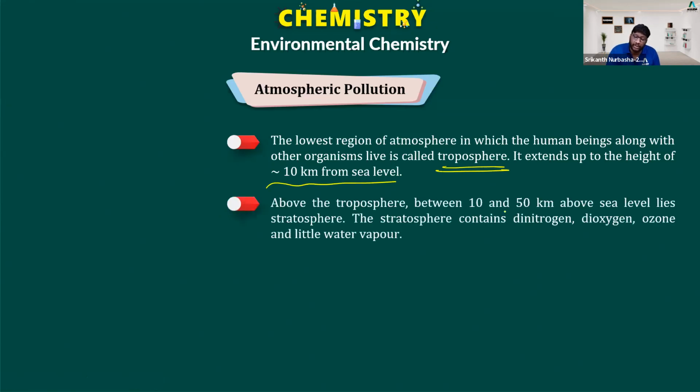Above the troposphere, between 10 and 50 kilometers above sea level, we have the stratosphere. The stratosphere contains dinitrogen, dioxygen, ozone, and a little water vapor. These are all present in the stratosphere.